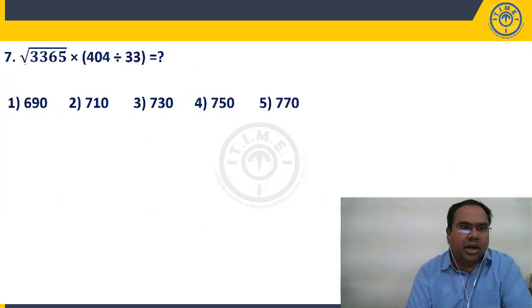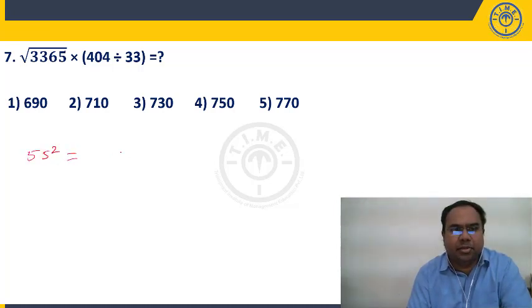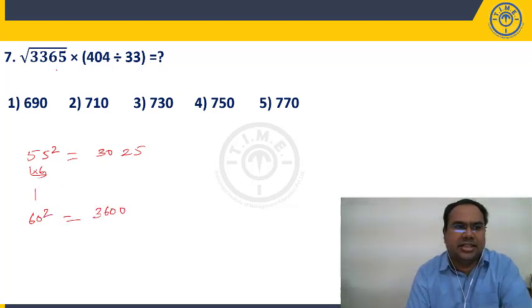Question number 7, under root 3365. 3365 lies between 55 square. 55 square is how much? 5 square is 25. Increase 5 by 1, it will become 6. So 5 into 6 is 30, then 25. How much is 60 square? 3600. So it lies between 55 square and 60 square, and 3365 is close to 60 square.